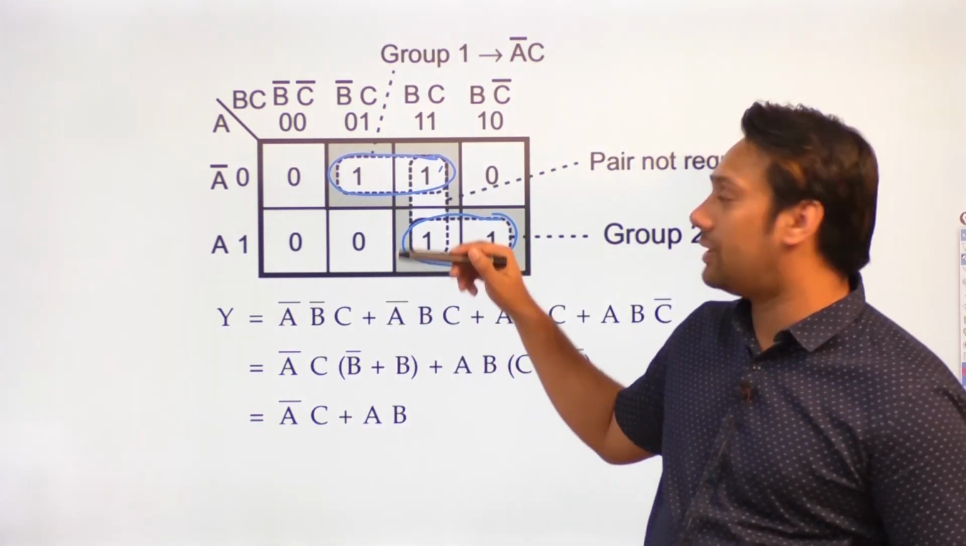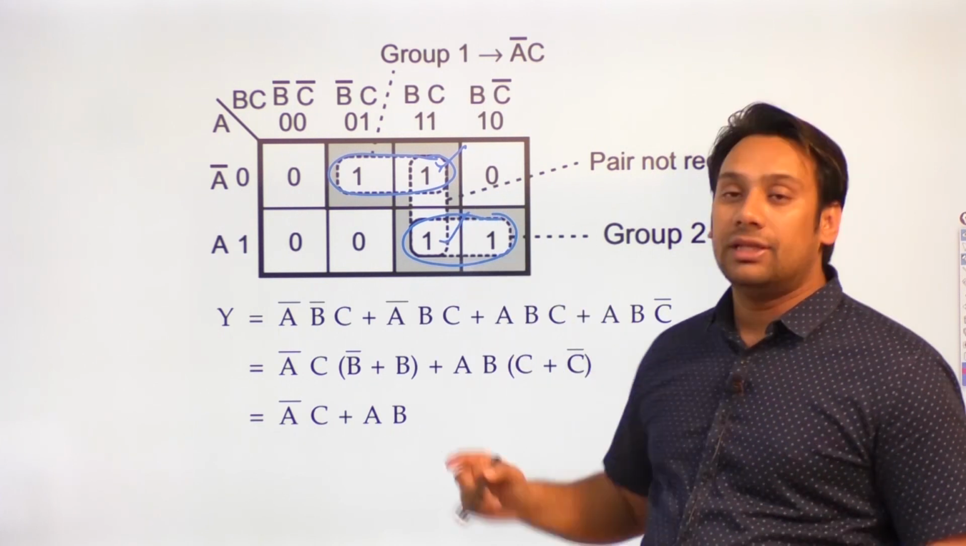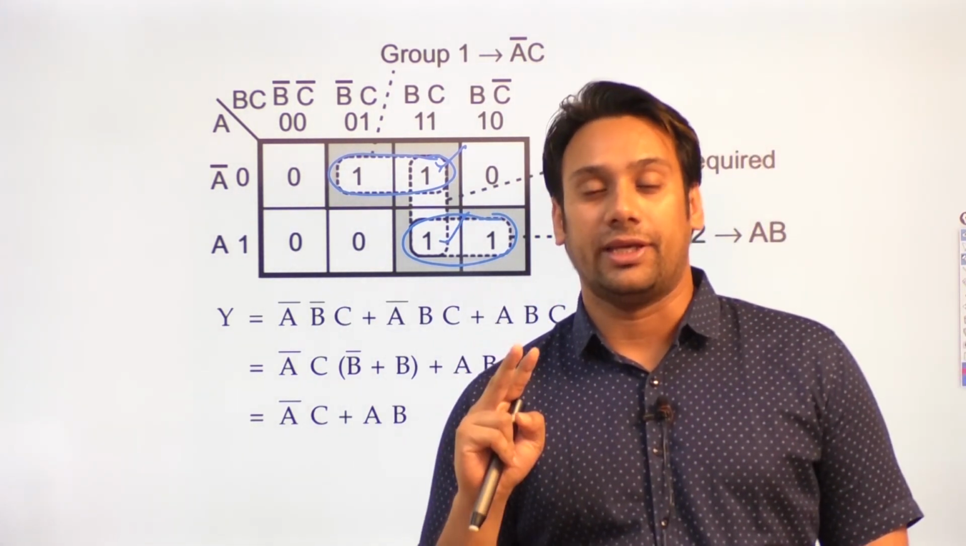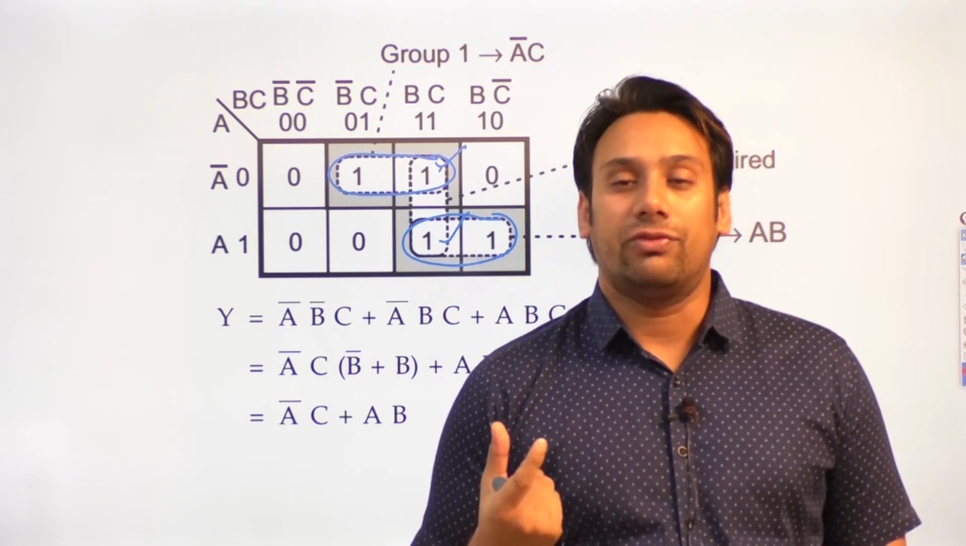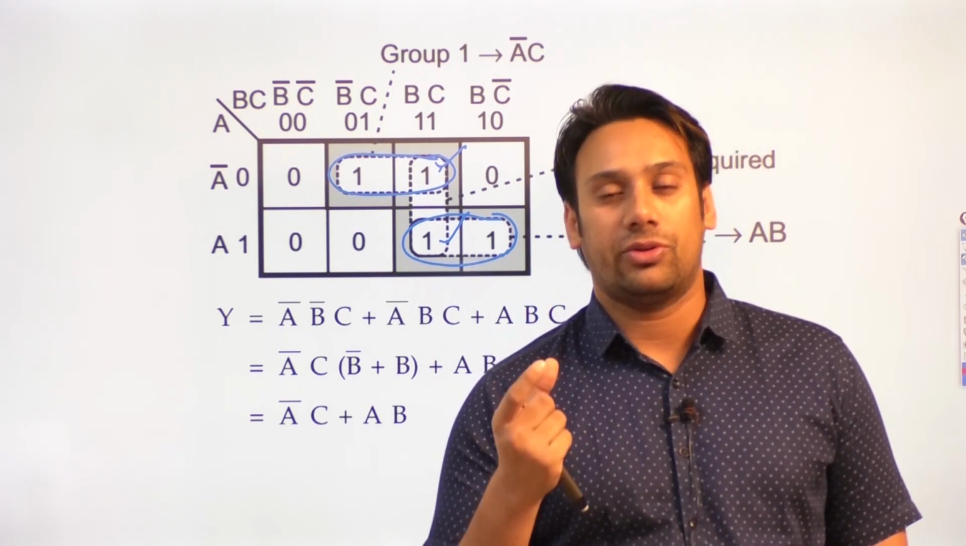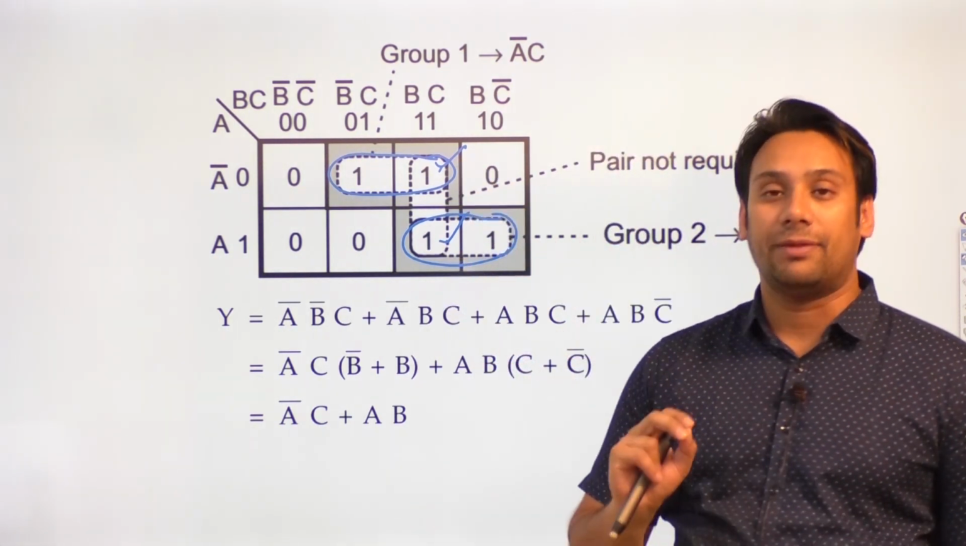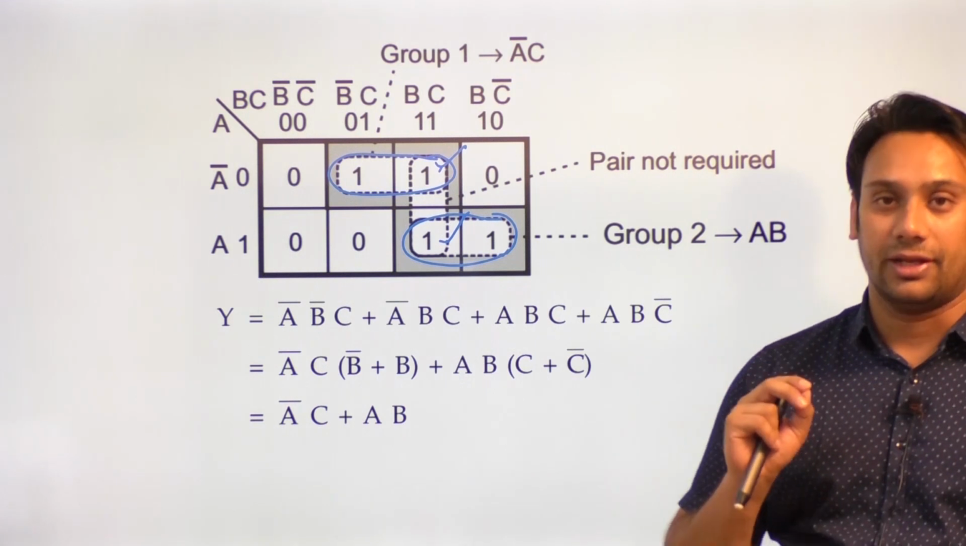ये जो 2 ones हैं, I mean this one and this one, they are included in 2 different subcubes. ये 2 अलग-अलग subcubes में included है. So we do not have to take it. हमें इसको नहीं लेना है. Why we do not have to take it? Because this is not an essential prime implicant. ये एक essential prime implicant नहीं है.